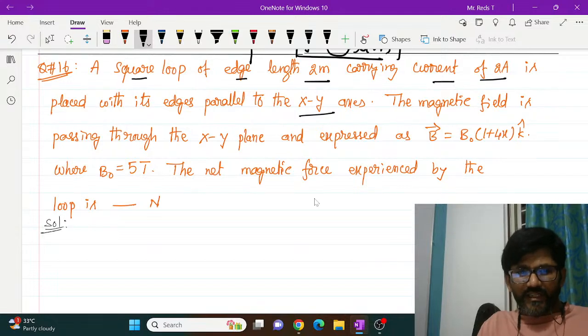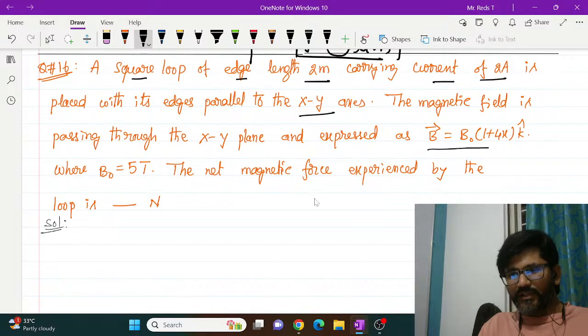The magnetic field is passing through the xy plane and is expressed as B bar equal to B naught into (1 plus 4x) k cap, where B naught is 5 tesla, and x is the x coordinate. That means B is not a fixed constant, it is variable. When x changes, B will change.